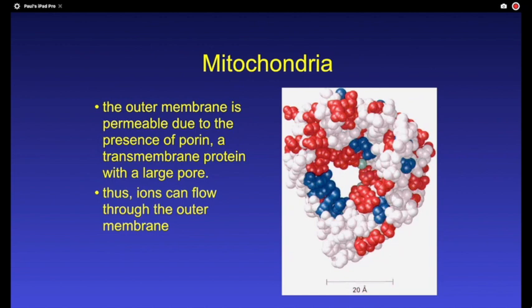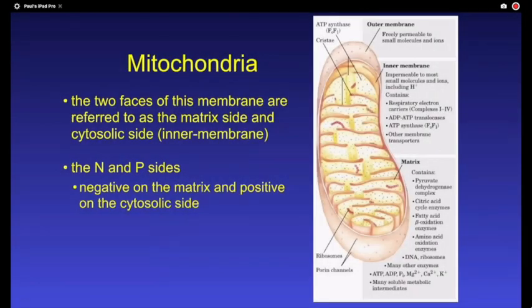The mitochondria has an outer membrane. It has a lot of permeability due to the presence of a protein called porin. It has a very large hole, so ions can flow inside and out. Also, small molecules can flow inside and outside that very large pore. And so we've got the inner membrane, the outer membrane. There's an inner membrane space, but there's a lot of exchange with the cytosol because of these proteins.